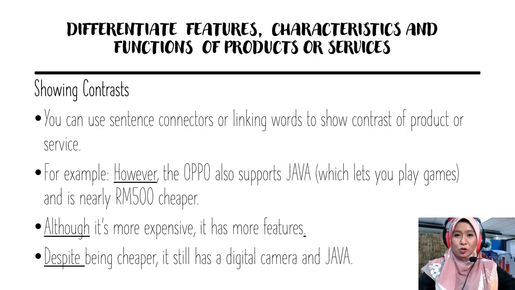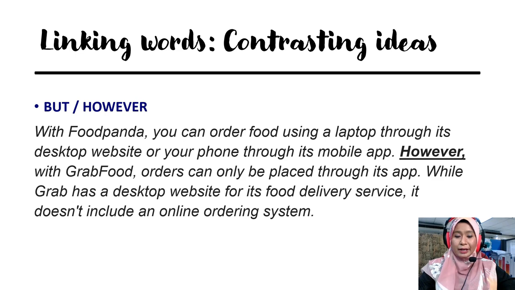Apart from using comparative and superlative adjectives, you can use sentence connectors or linking words to show contrast of products or services. For example, the words however, although, or despite. Linking words contrast ideas, for example, but or however. With Foodpanda, you can order food using your laptop through its desktop website or your phone through its mobile app. However, with GrabFood, orders can only be placed through its app. While Grab has a desktop website for its food delivery service, it doesn't include an online ordering system. But is more informal than however. You can use however at the beginning of a sentence, but you can't use but at the beginning of a sentence.